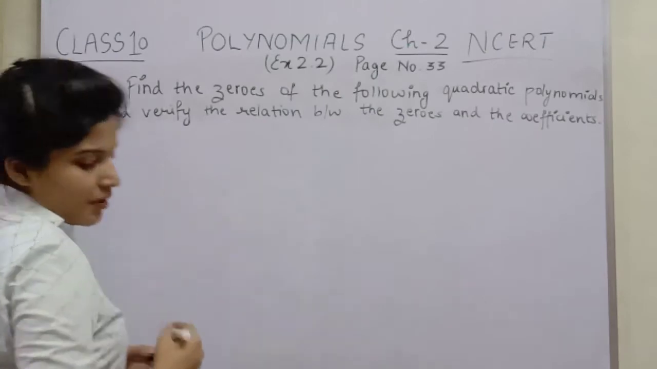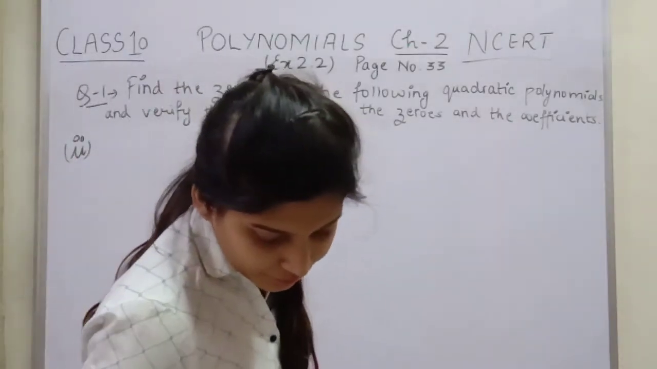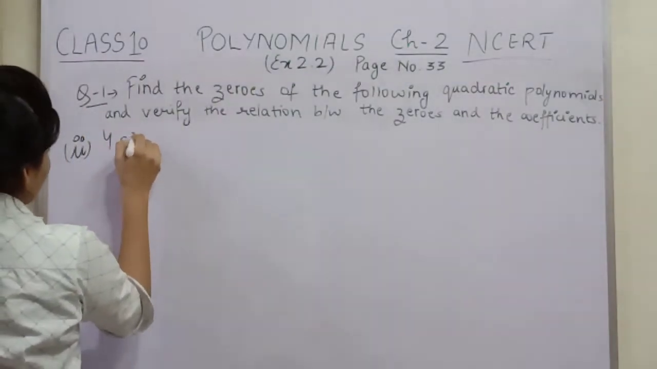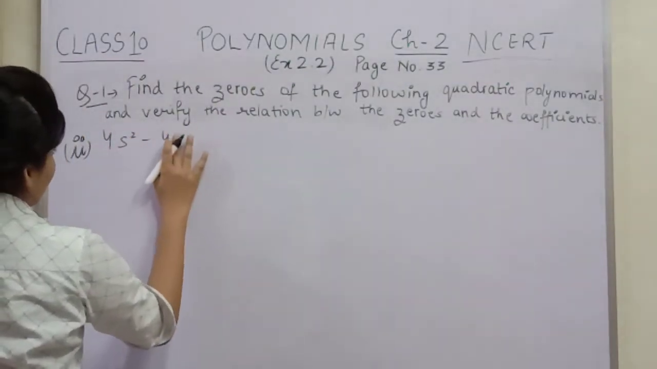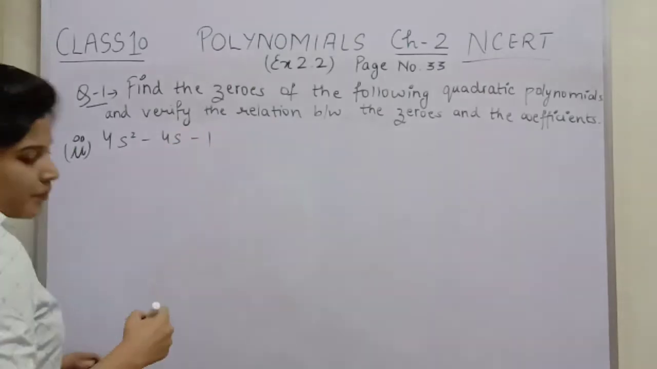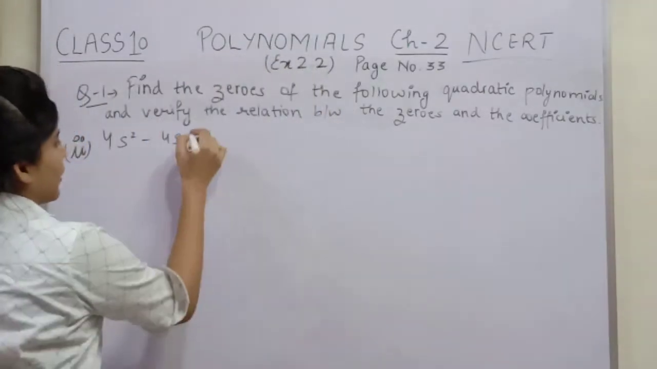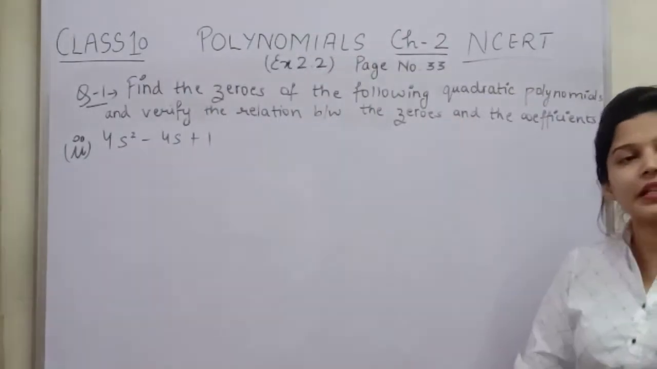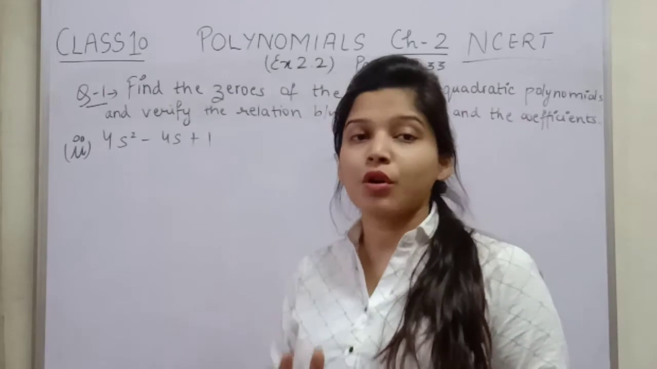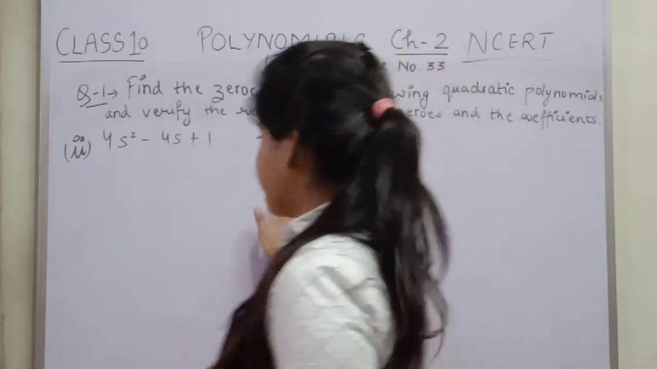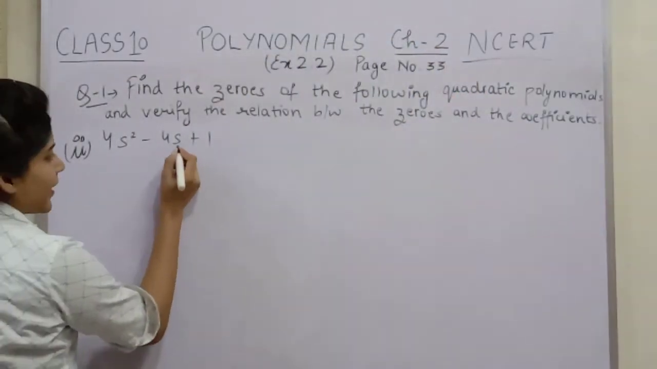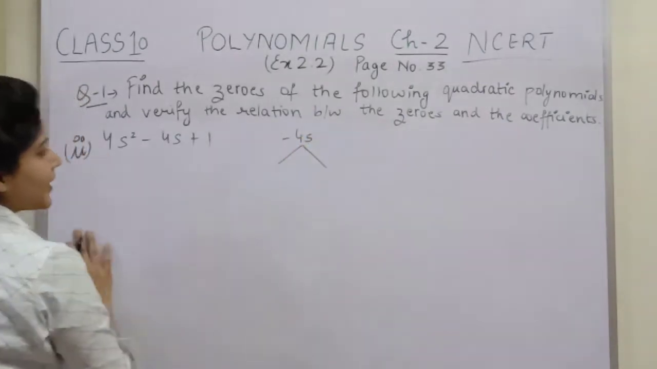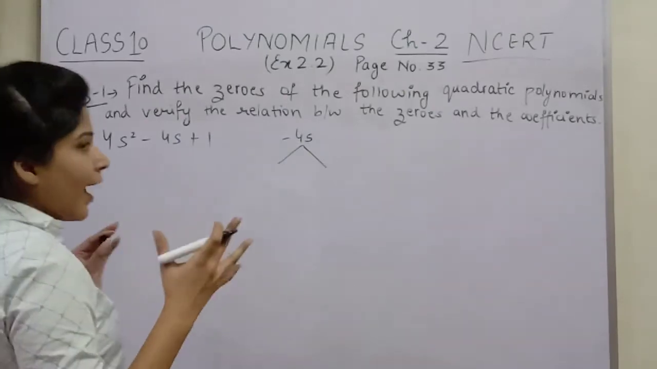So the second part is 4s square minus 4s plus 1. So 4s square minus 4s plus 1. Again middle term splitting से find करेंगे zeros of this polynomial. So see, middle term 4s है, right? Minus 4s, we cannot forget this minus sign. So minus 4s को split करना है in two parts.